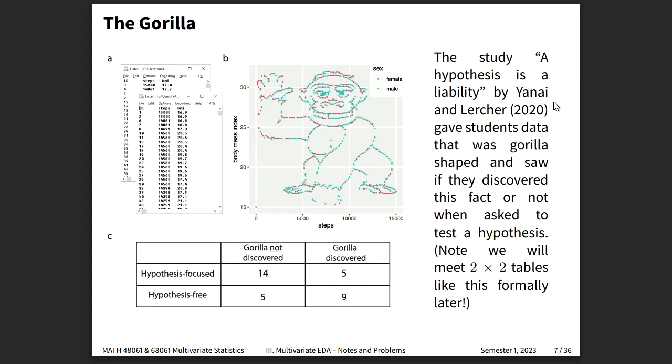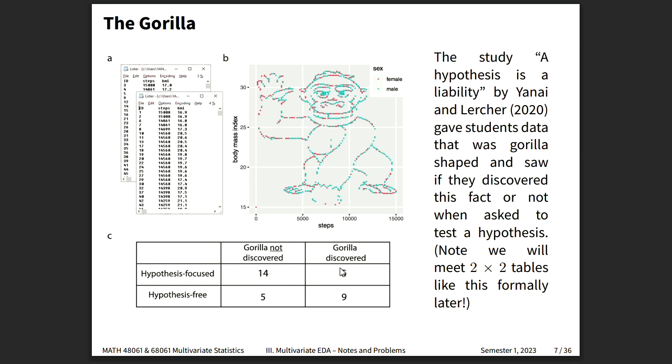More interestingly, the study A Hypothesis is a Liability. What they did is they gave students 2 data sets and said, I want you to look at the correlation between these 2 things in the data set. And if you plot the data, you see there's a gorilla, right? But not everyone did, okay? And the ones that were told, I'll just test this hypothesis, never plotted and never saw the gorilla, right? Or they were less likely to discover the gorilla.